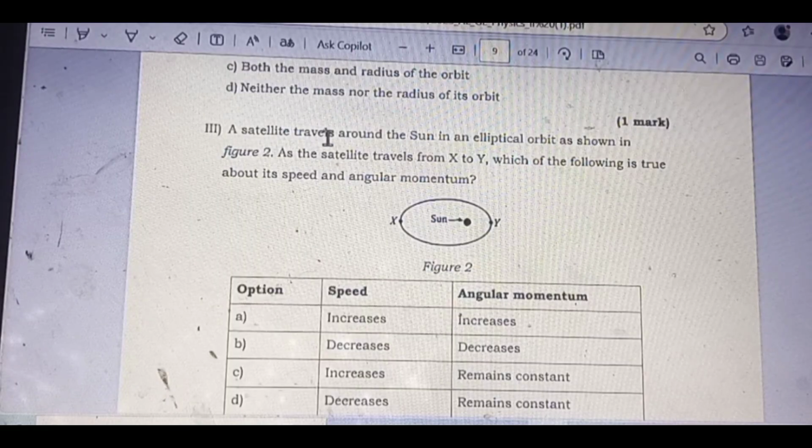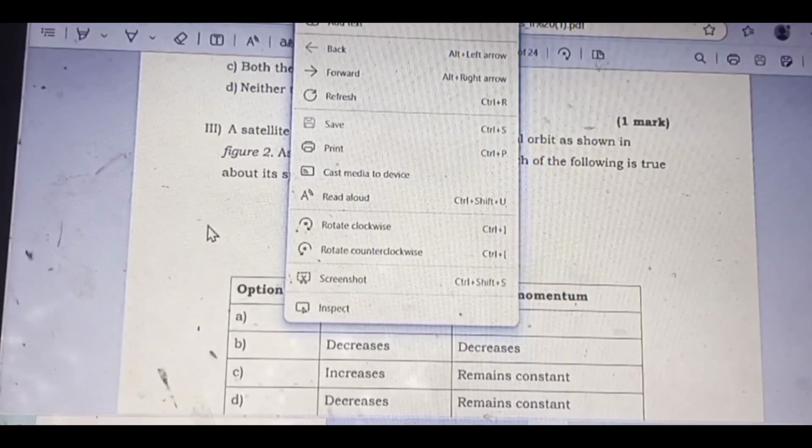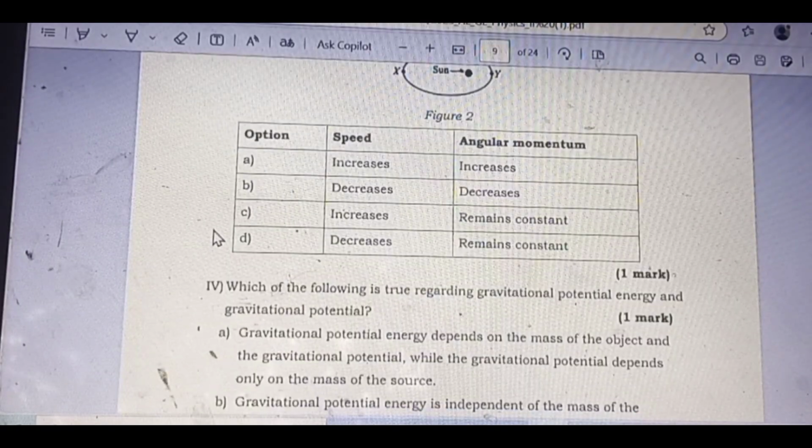III. A satellite travels around the Sun in an elliptic orbit as shown. As the satellite travels from X to Y, which of the following is true about its speed and angular momentum? The correct option is letter C. Speed increases and the angular momentum remains constant.